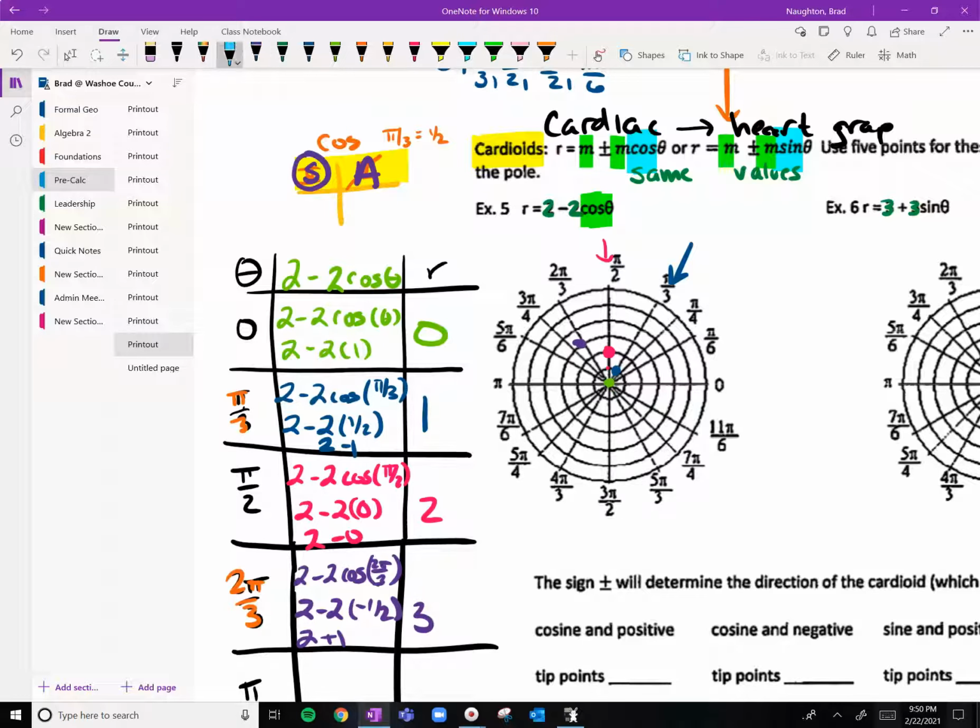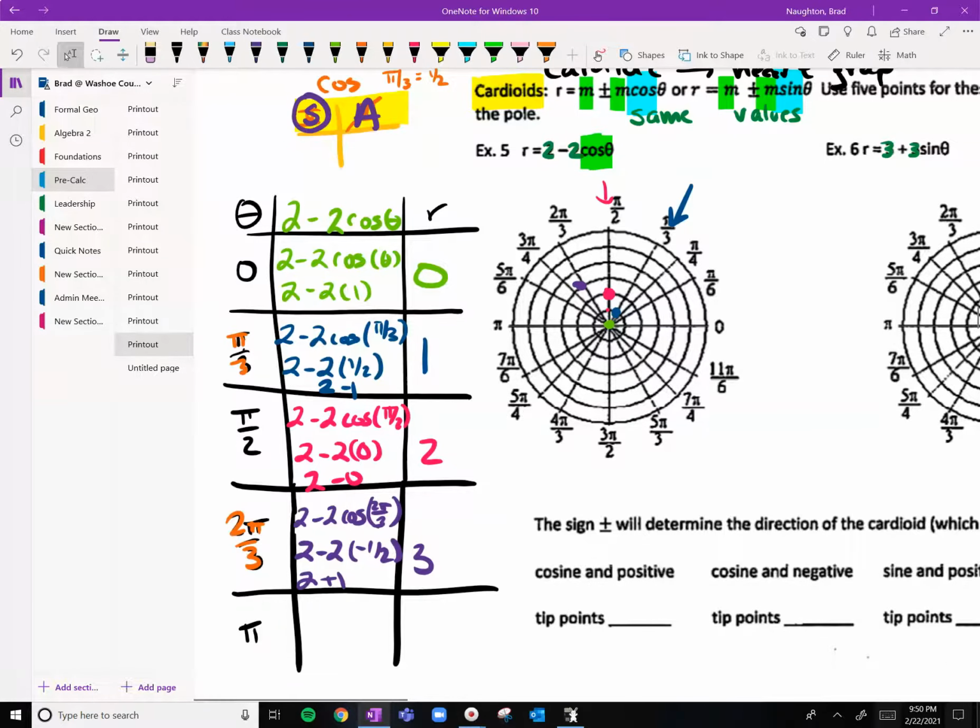And then last but not least, we're going to go ahead and go with pi. So 2 minus 2 cosine at pi, so 2 minus 2 times negative 1, which is going to become 2 plus 2, because a negative and a negative make a positive. So this is going to be 4. So 1, 2, 3, 4. Alrighty. So notice it kind of looks like a heart that way.